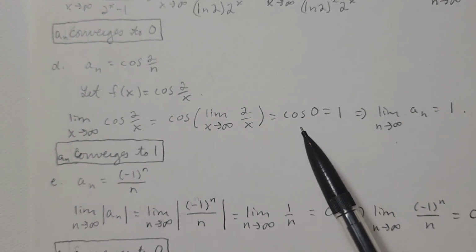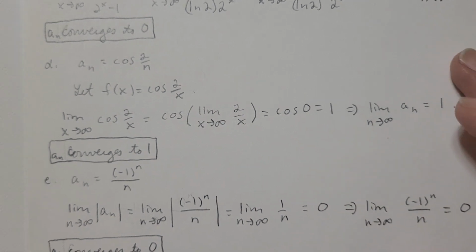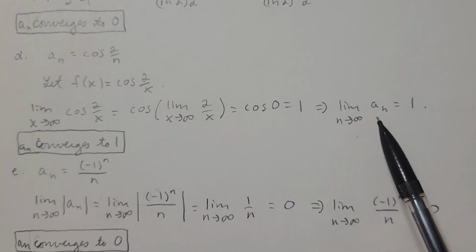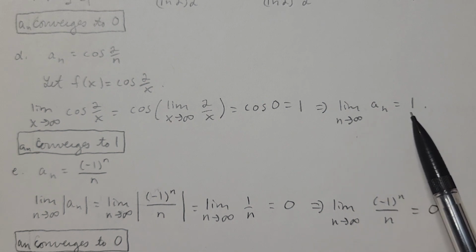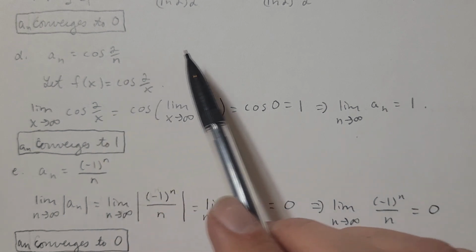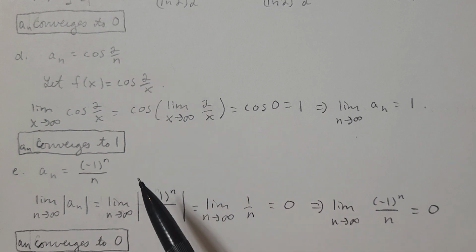So the y values are getting closer and closer to 0. Okay, so cosine of 0, that's 1, right? And that means that the limit as n approaches infinity of a sub n is also equal to 1. Okay, so the sequence here, if I were to list out a bunch of terms, I'd be getting closer and closer to 1.